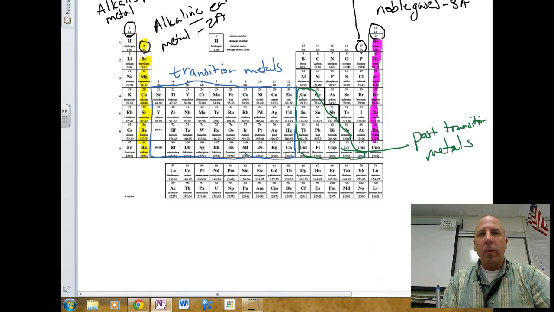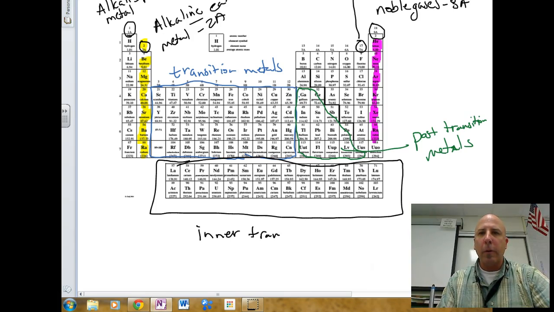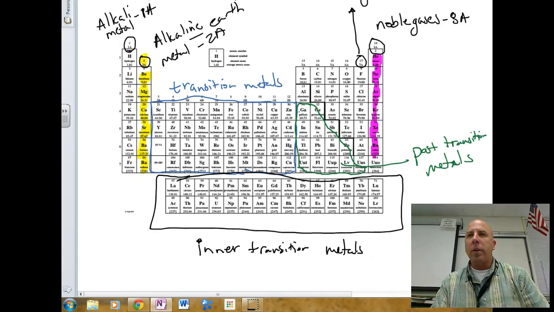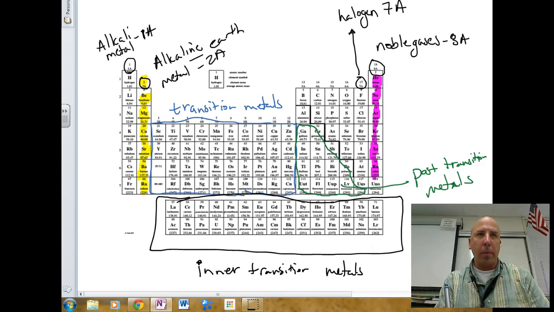And then the last thing we should talk about are these elements that have been pulled out of the periodic table down here at the bottom, and we need to know that these are intertransition metals, actinide and lanthanide series. Okay, so there are different designations of elements on the periodic table. So how is this put into use? Well, let me show you a quick little example.